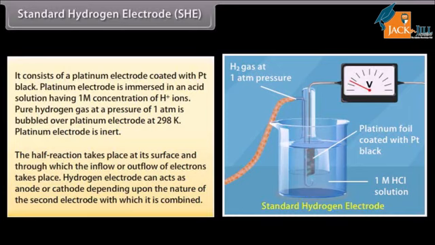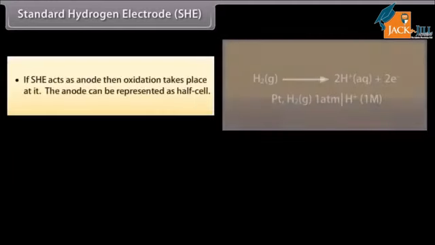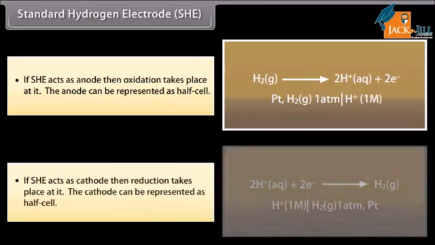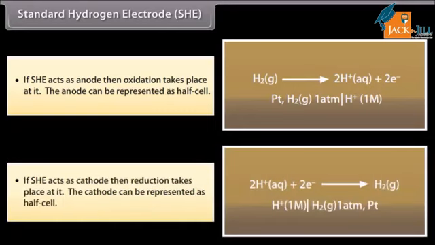electrons takes place. The hydrogen electrode can act as anode or cathode depending upon the nature of the second electrode with which it is combined. If SHE acts as anode, then oxidation takes place at it. The anode can be represented as a half cell. If SHE acts as cathode, then reduction takes place at it. The cathode can be represented as a half cell. The electrode potential of the standard hydrogen electrode is taken as 0.